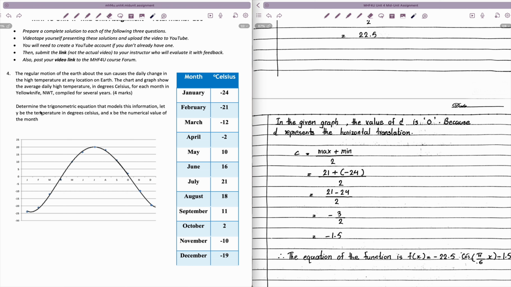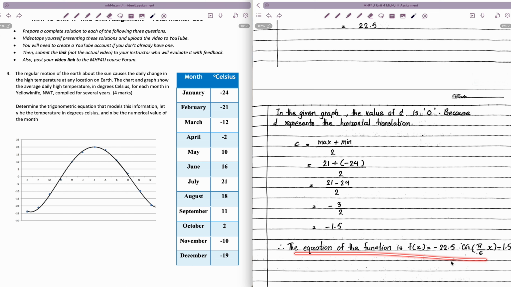And we'll find the trigonometric equation. So the equation of the function is f of x equals negative 22.5 cos pi by 6 x minus 1.5. So this is for number 1.